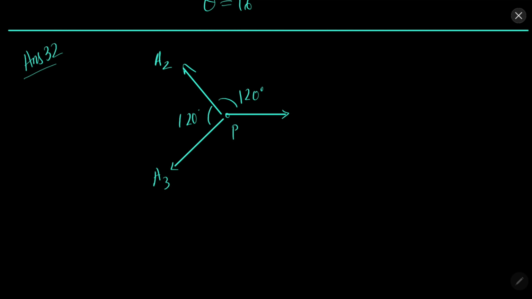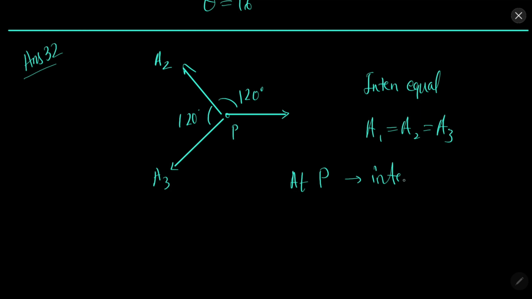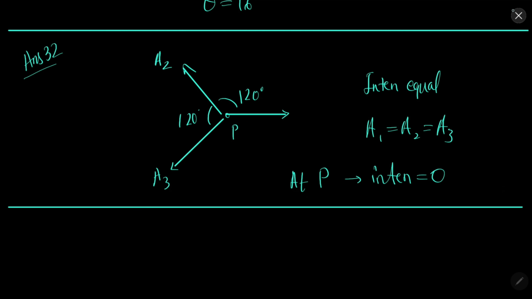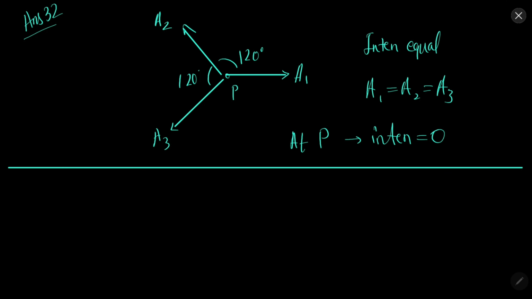So now the intensities are equal, so therefore their amplitudes will be equal. As we can see in the diagram, at P intensity will be 0 because everything cancels out. This is A1.